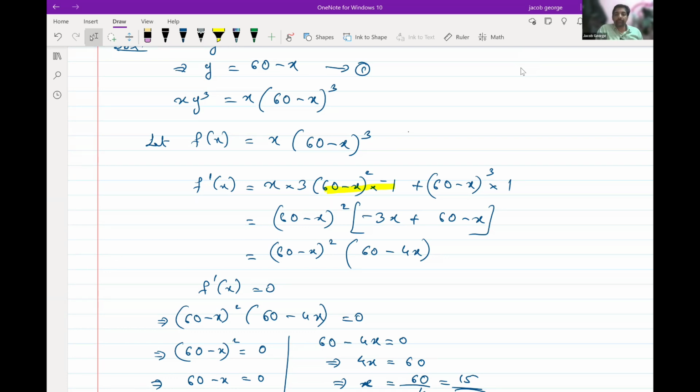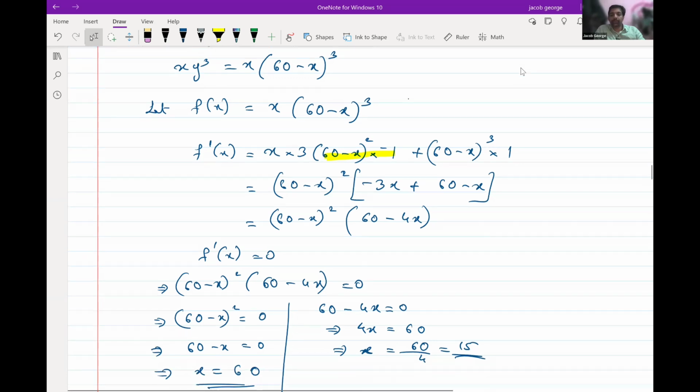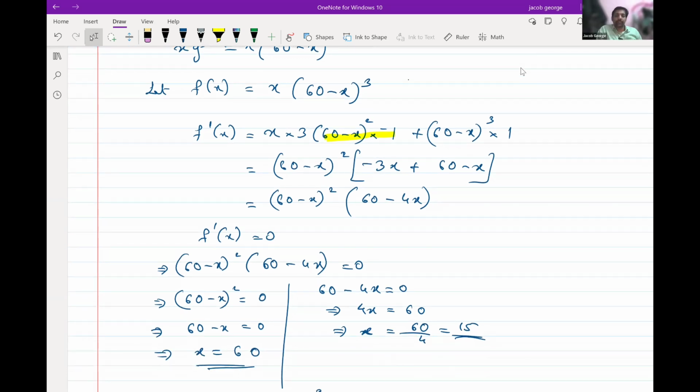So this becomes, we get two values of x. We call these the critical points. 60 minus x the whole square into 60 minus 4x is 0, which means 60 minus x the whole square is 0, or 60 minus x is 0, x is equal to 60. Then 60 minus 4x is 0, 4x is 60, x is equal to 60 by 4 or 15. So we call these two values the critical points.